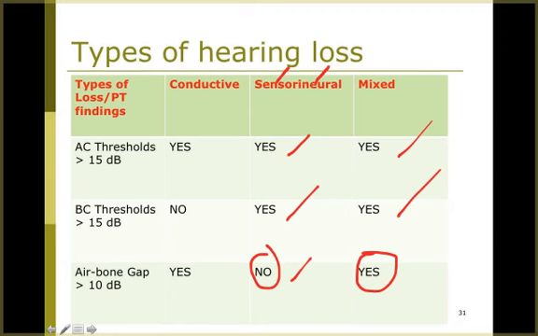So in a mixed hearing loss, air conduction is affected, bone conduction is also affected, but the difference between a mixed and a sensorineural hearing loss is that in a mixed hearing loss, there is a significant air-bone gap, telling us that the bone conduction is not as bad as the air conduction. So things improve slightly, but not within normal limits.